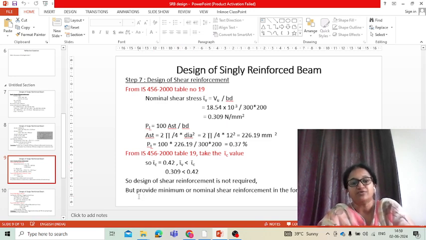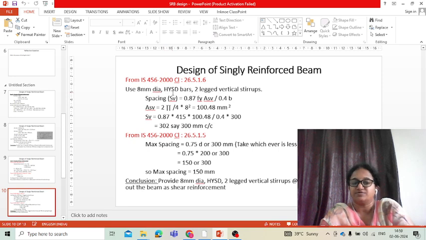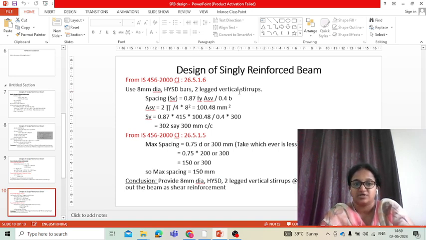But meanwhile we have to provide the minimum reinforcement for the beam in the form of vertical stirrups. So now coming to the design of vertical stirrups. From IS 456 clause number 26.5.1.6, use 8 mm dia for stirrups, we all know that. So use 8 mm dia HYSD bars, 2-legged vertical stirrups. For that we have to calculate the spacing. The spacing formula is 0.87 fy into Asv divided by 0.4 b. I have substituted the values and I got the spacing as 302. I have rounded to 300 mm center to center.